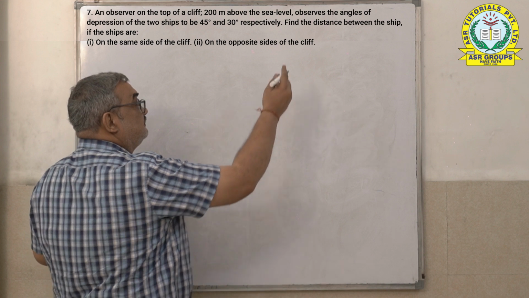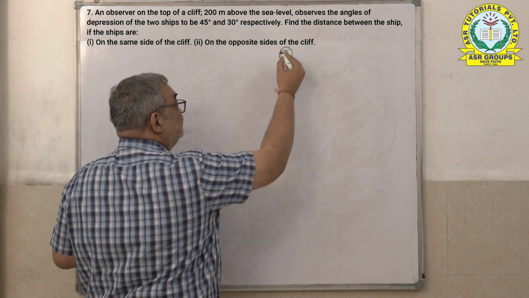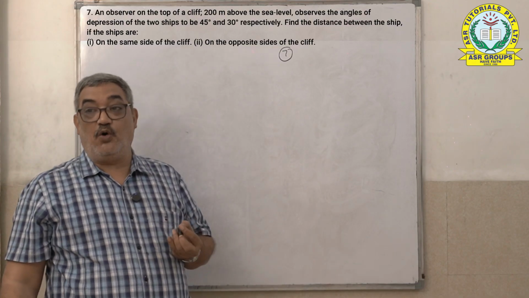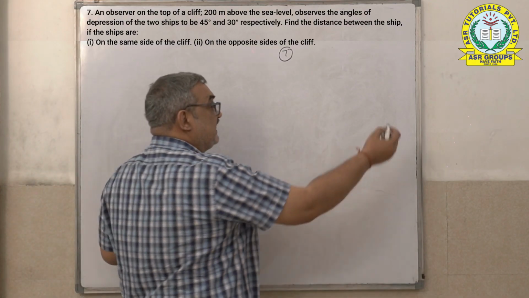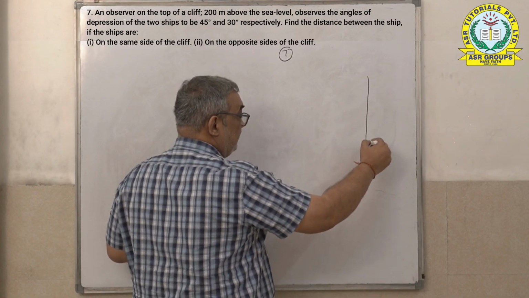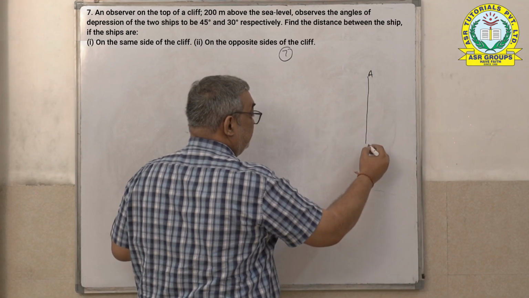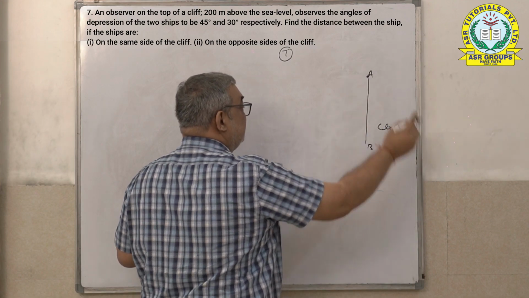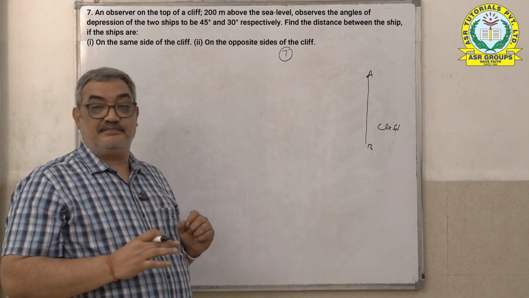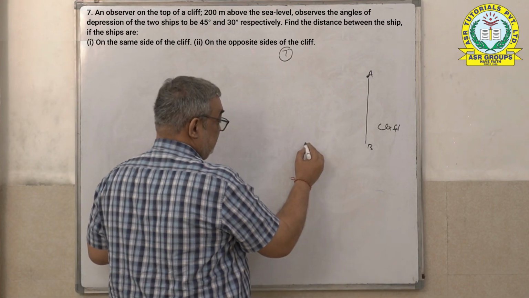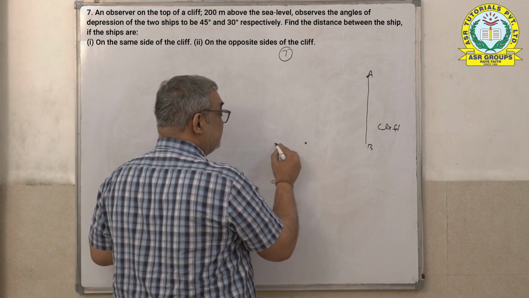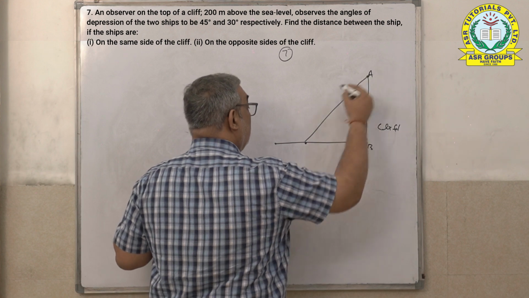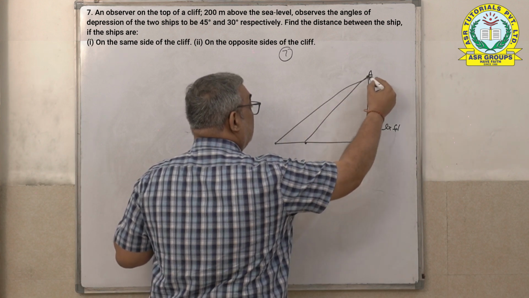Sum number 7. We were discussing how this heights and distance is used in war. This is the cliff. Person standing here with the camera. He saw two ships on the same side of the tower, means cliff. Correct?